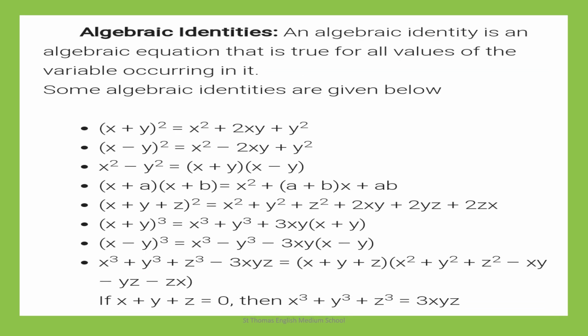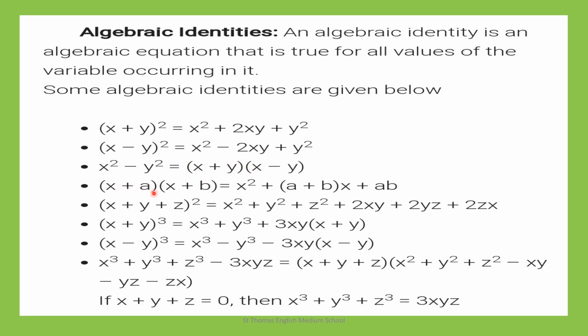Now moving to algebraic identities. Identities you have already studied in 8th standard. An algebraic identity is an algebraic equation that is true for all values of the variable occurring in it. The first identity is x plus y whole square, that is x square plus 2xy plus y square. Then x minus y whole square, that is x square minus 2xy plus y square, and x square minus y square, that is equal to x plus y multiplied by x minus y.